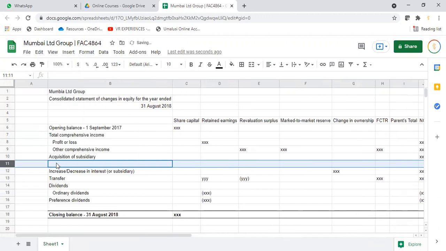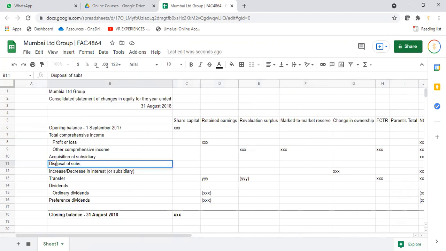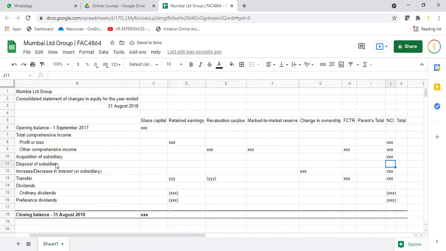We can also have a disposal of subsidiary. So when we have a disposal of a subsidiary, then also NCI will be impacted. So whatever the NCI balance is at the date of loss of control. So there's a disposal of a sub when you lose control. So then I no longer have control. So that NCI at that date will have to be removed from the statement of changes in equity, and we'll plug it in over here.